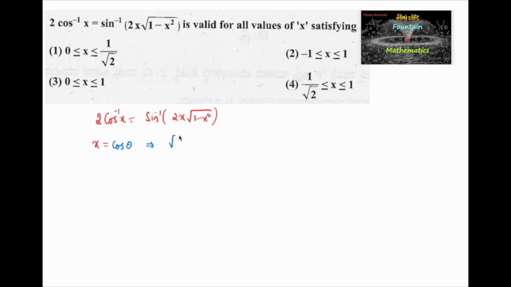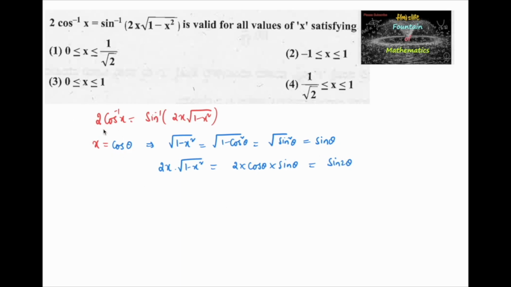So which implies under root of 1 minus x square is under root of 1 minus cos square, which is under root of sin square theta, which is equal to sin theta. And now 2 into x into under root of 1 minus x square, we can write 2 into cos theta into sin theta, which is the sin 2a formula, sin 2 theta.